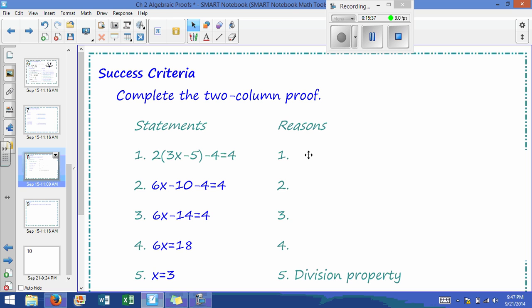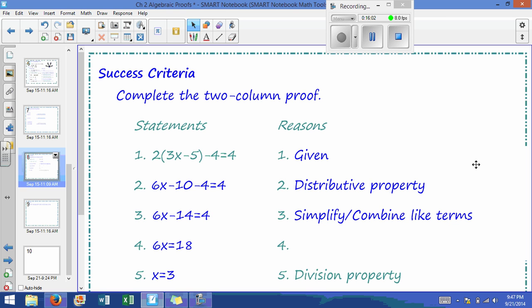Well, I started with my given. Next, I had to get rid of the parentheses, so I used the distributive property. This step is kind of weird. We actually haven't talked about it yet. I took -10, I did -4, and I got the -14. I wouldn't really call this adding or subtracting because I'm not actually adding or subtracting something to either side. I like to call it that I'm just simplifying. I'm making my life a little bit easier. Or you could say combine like terms, like I'm combining the constants.